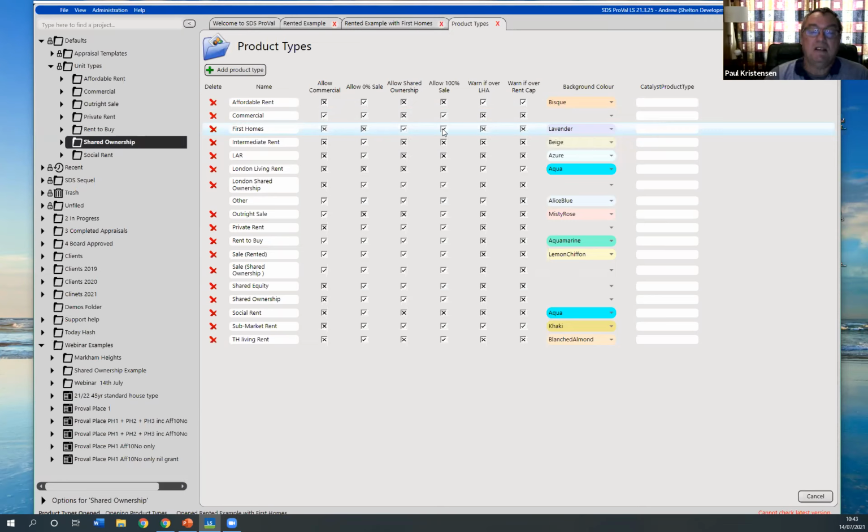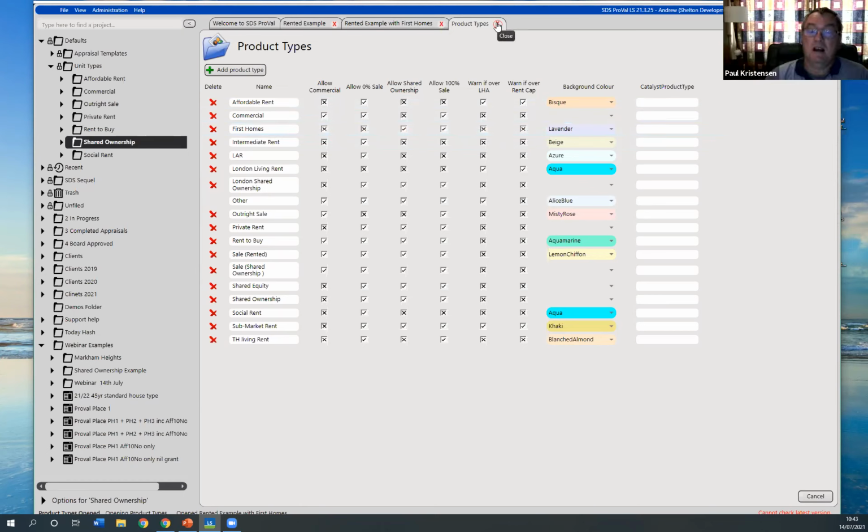It should be allowed as a shared ownership because effectively, you'll see now we're going to do a discount sale on it. So effectively, you need to have that ticked as well as the 100% sale. Okay, so we've got that. We can tick off the others, we don't need those. That's fine, so it's in there.